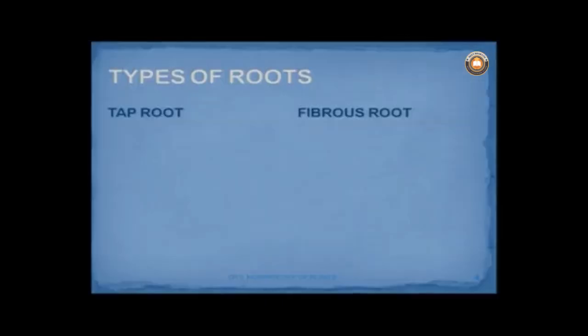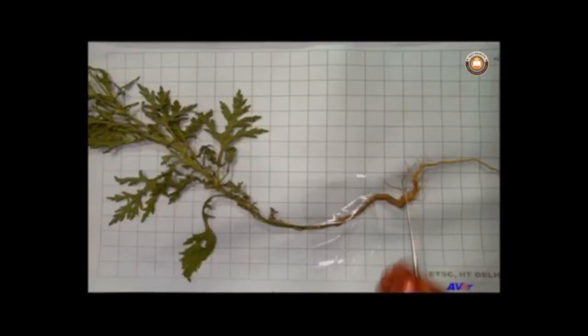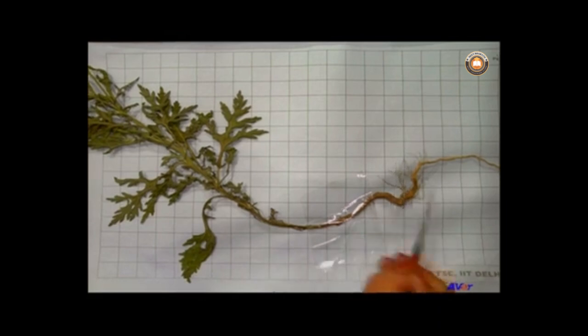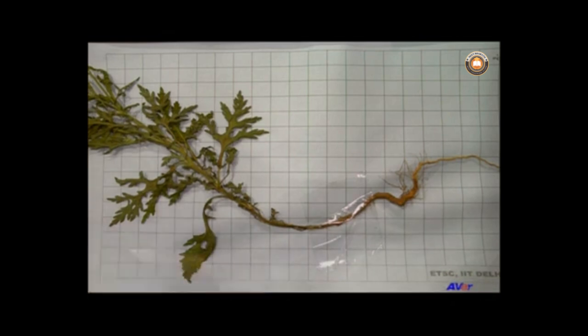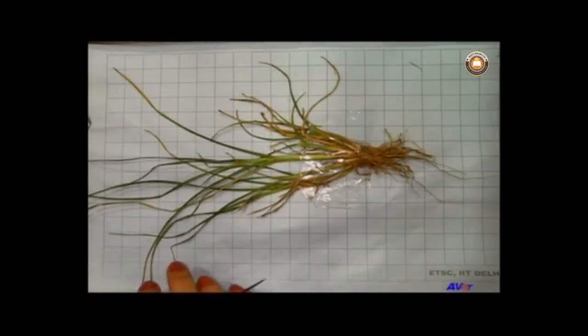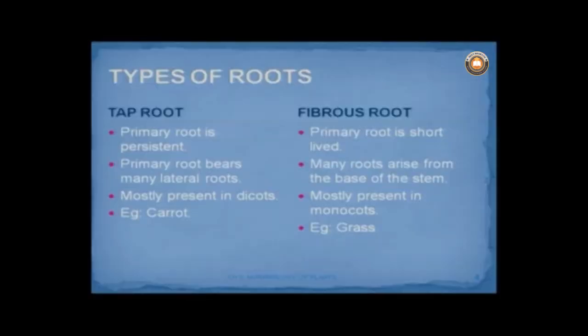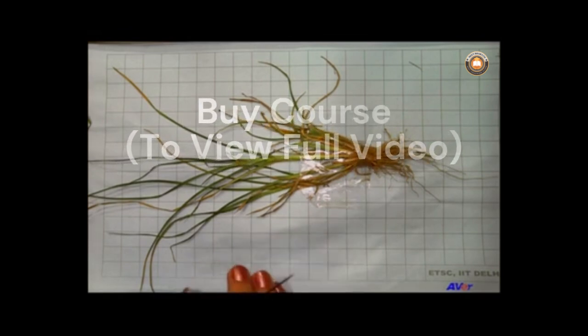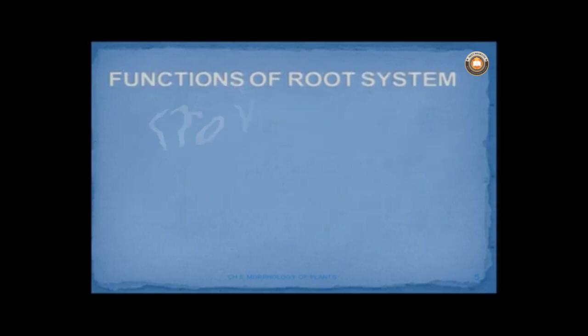Let us recall the points once again. In the tap root, the primary root is persistent and primary root bears many lateral roots, as you can see them here. They are mostly present in the dicots, for example carrot or carrot grass for that matter. On the other hand, if we talk about the fibrous roots, let us see them again. In the fibrous roots, the primary root is short lived and many roots arise from the base of the stem, and this kind of root is mostly present in the monocots, for example the grass. Now functions of the root system.